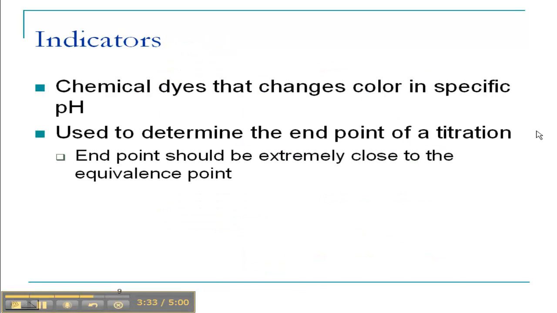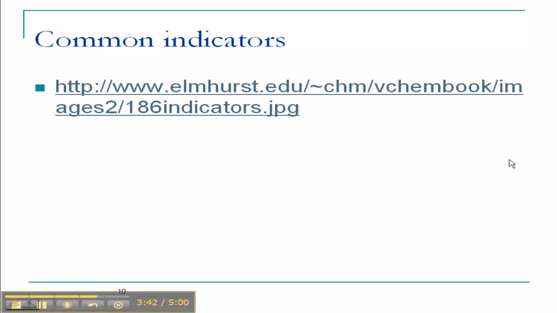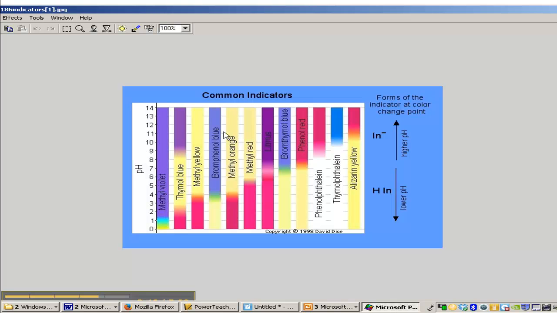Alright, a couple of things I just want to talk about. Indicators. These are chemical dyes that change color at a specific pH, and we're going to see a few of these in class. Now, you can look at them. They look like a little rainbow, and they change colors in different pH ranges, so that's a really neat little graph there.